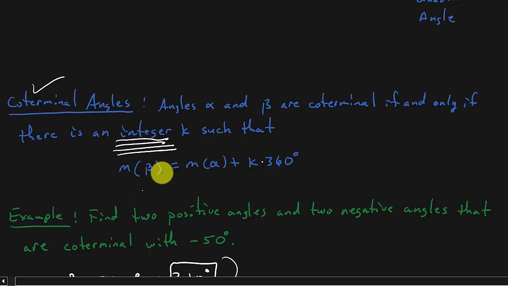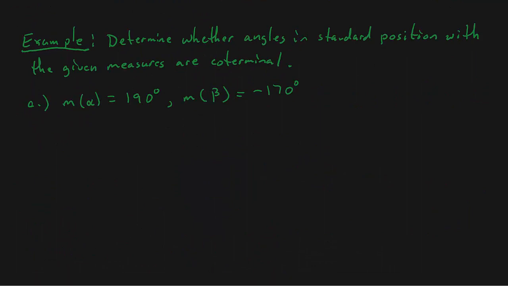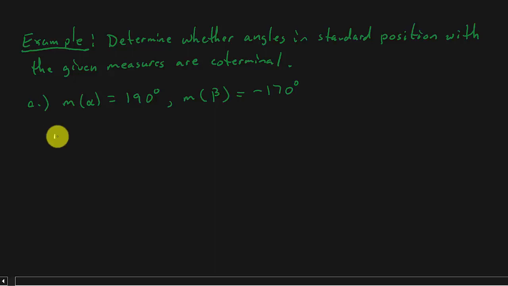So we've got this: the measure of angle beta is equal to the measure of angle alpha plus k times 360. And remember what it says, if and only if there is an integer k such that this is true. All right, so let's work that problem. First, let's just go ahead and write down what we need to show. So it's the measure of beta is equal to the measure of alpha plus k times 360 degrees.